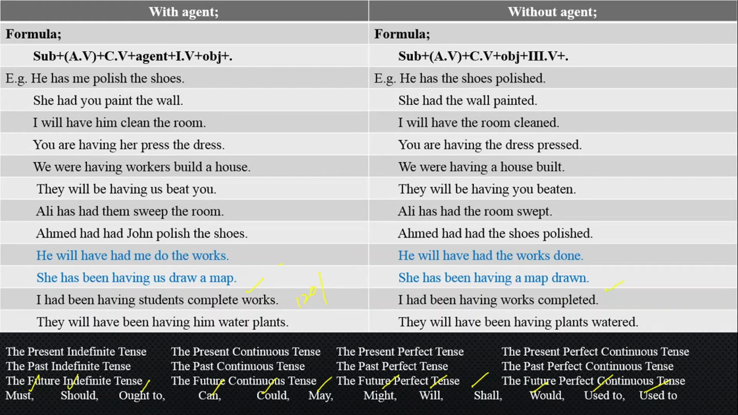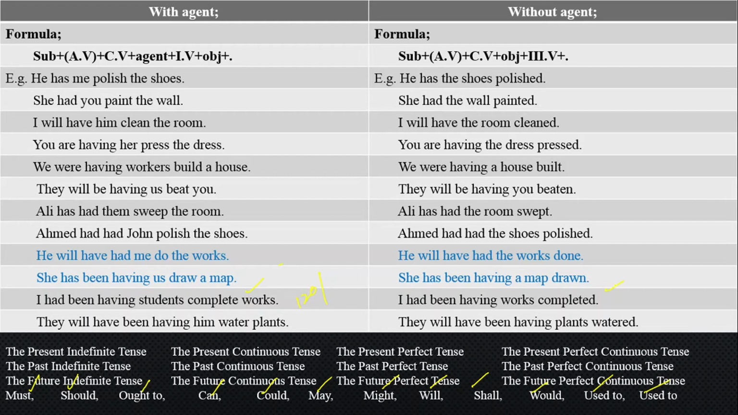I have works completed. I do not have works completed. Do I have works completed? Do I not have works completed? Don't I have works completed? I had works completed. I did not have works completed. Did I have works completed? Did I not have works completed? Didn't I have works completed?